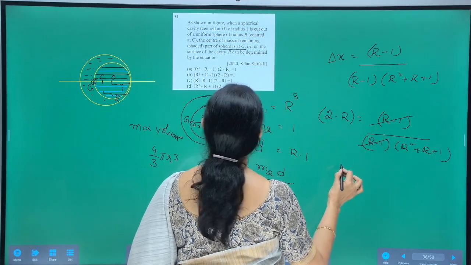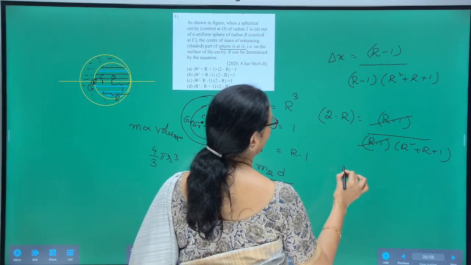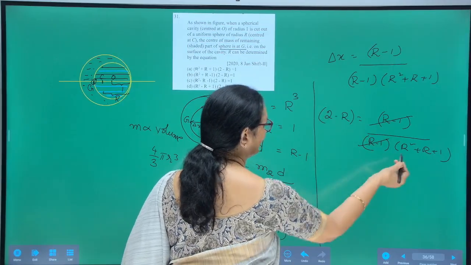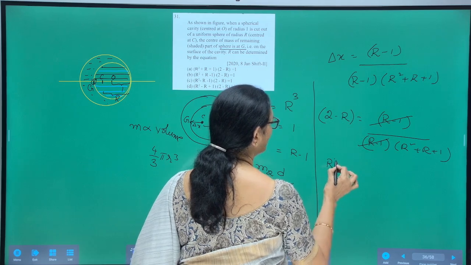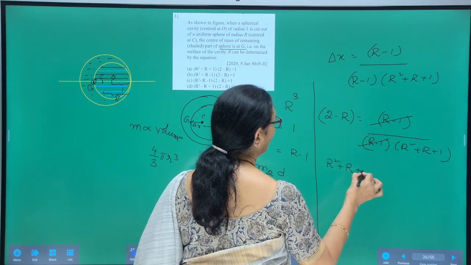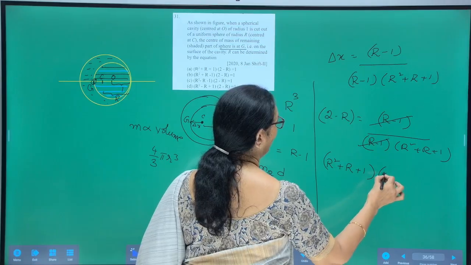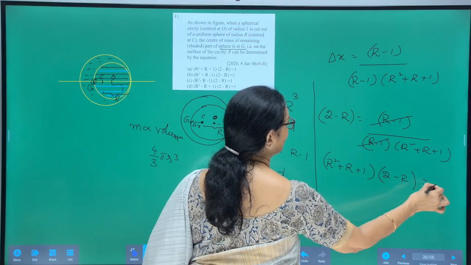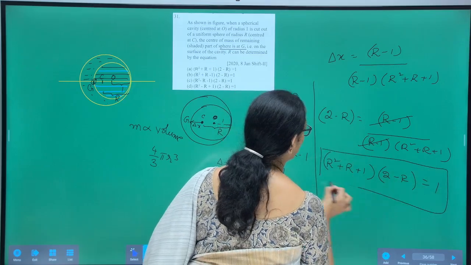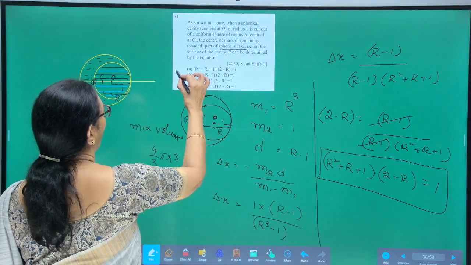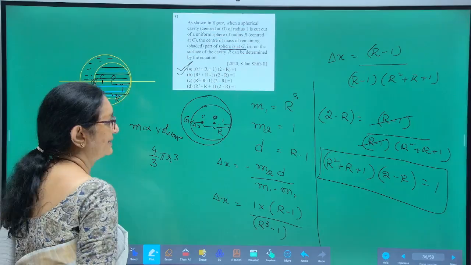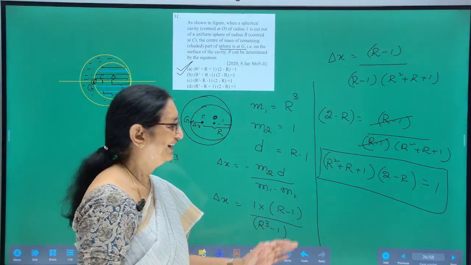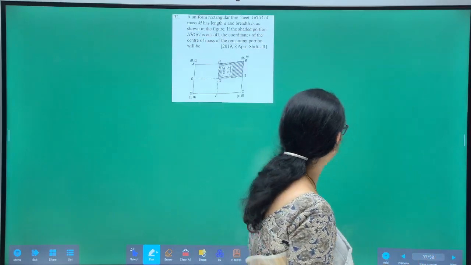So you are left with, if you take this to the other side, on cross multiplication, R square plus R plus 1 into 2 minus R is equal to 1. Using that relation, you can find out R. So the first option is true. Now, move on to the next problem.